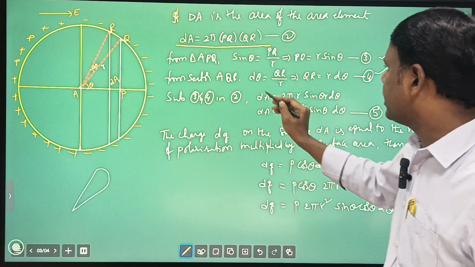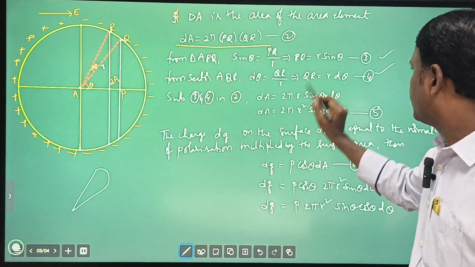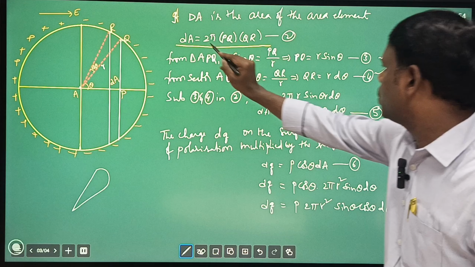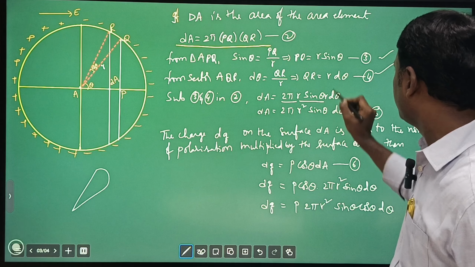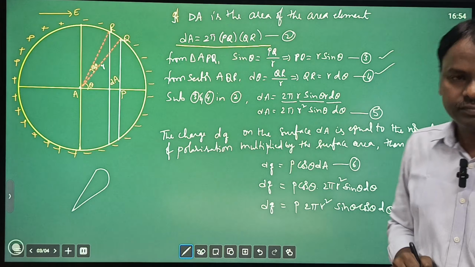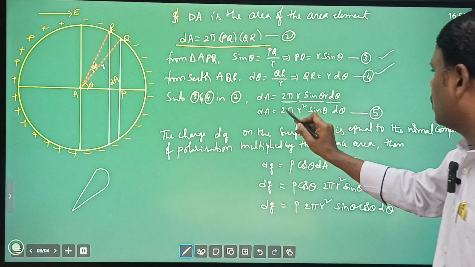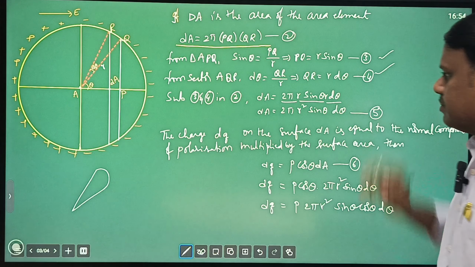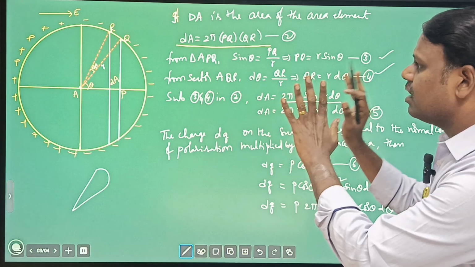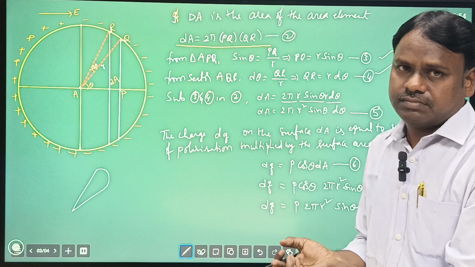We get dA is equal to 2 pi, that means 2 pi into r sin theta into r d theta. So dA is equal to 2 pi r square sin theta d theta. So this is the area of the area element.